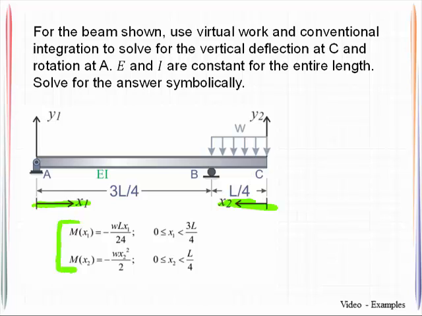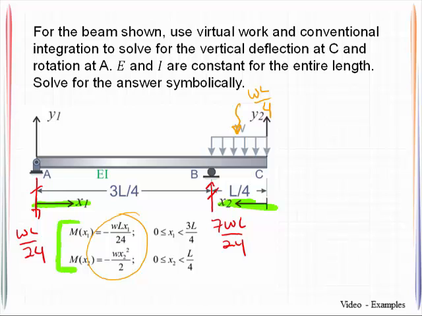What we want to do is go ahead and use our basic statics to solve for the reactions. That's WL over 24, and the vertical reaction here, 7WL over 24. And we have this resultant here of WL over 4. And it probably shouldn't be a big stretch for you then to be able to see where these equations came from using these particular reactions and forces.